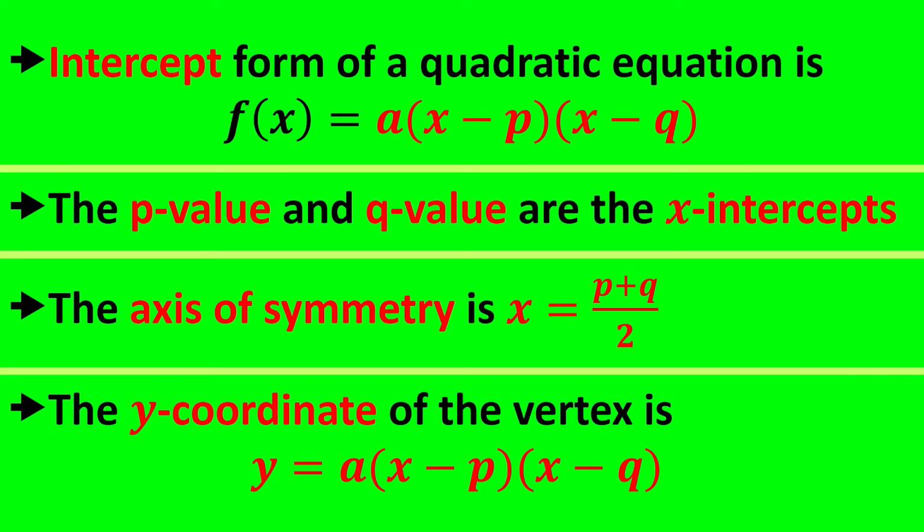Now, intercept form. Intercept form of a quadratic equation is f of x equals a times the quantity x minus p times the quantity x minus q, where p and q are the x-intercepts. To calculate the axis of symmetry, you need to use the equation x equals p plus q divided by 2. And to find the y-coordinate of the vertex, you need to use the equation y equals a times the quantity x minus p times the quantity x minus q.